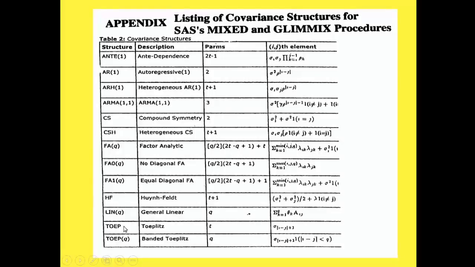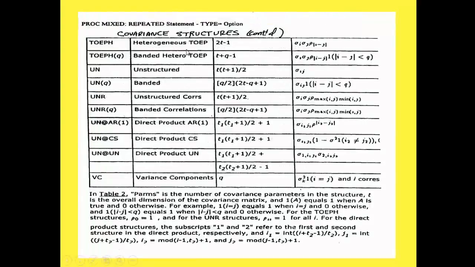Toeplitz, and we're going to see that a little bit later because there's another synonym for Toeplitz, and that's called stationary. Toeplitz is something that we're going to talk about later. It could be used for Proc Mixed. It's an alternative to autoregressive, and we'll talk about that when we get to it. But this is a whole listing of many different things.